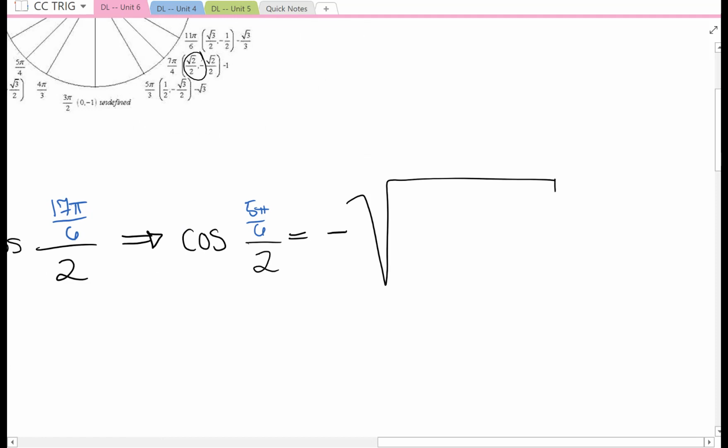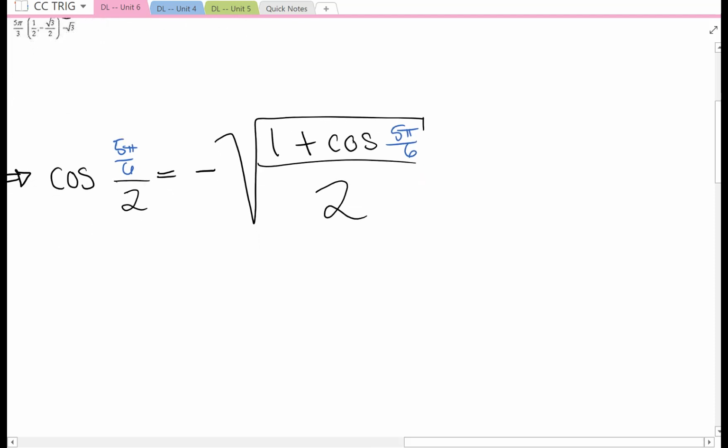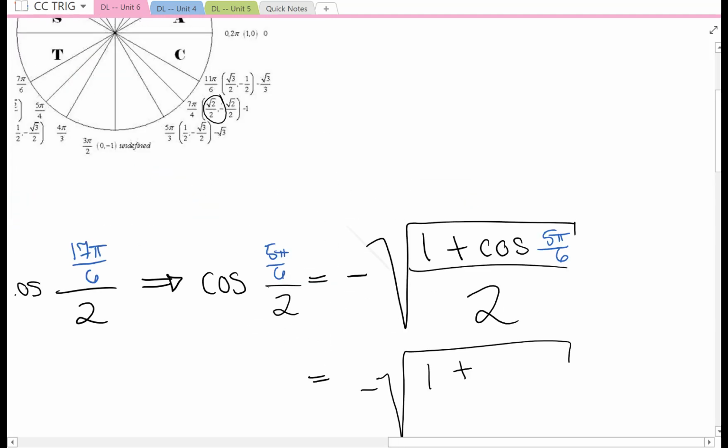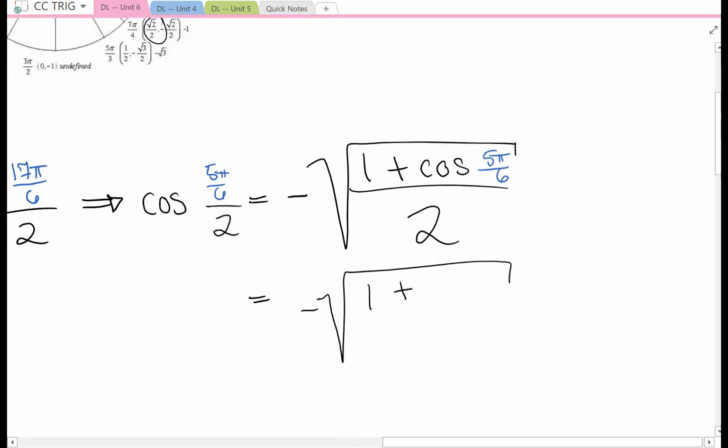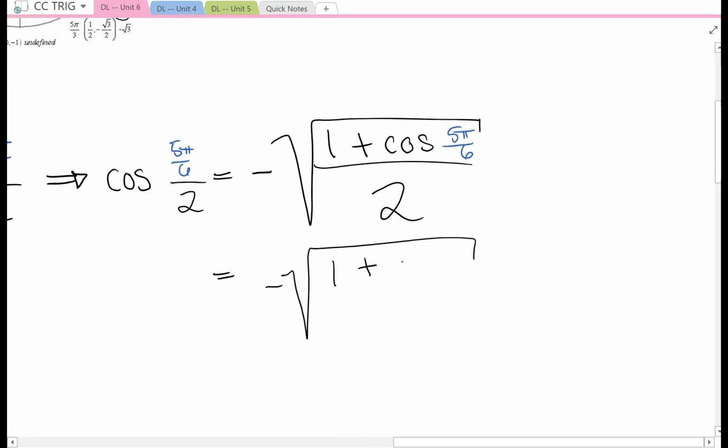Negative 1 plus cosine theta over 2. That is negative 1 plus, what is cosine of 5 pi over 6? The x value is negative root 3 over 2. So negative root 3 over 2, all divided by 2.